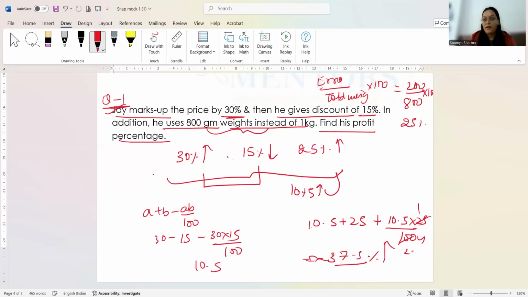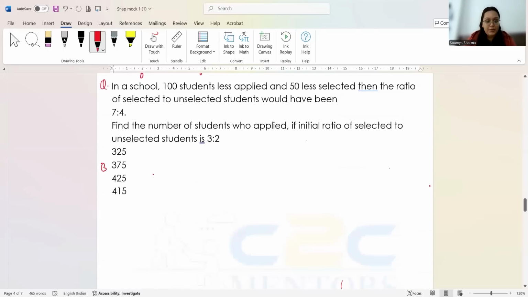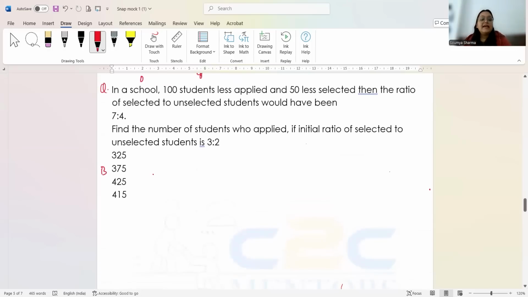Okay. Chalo, let's move to the next question. The next question says that in a school of 100 students less applied, 50 less selected, then the ratio will be... means there were a certain number of students who applied and got selected. Then we have this scenario. So this is the second part basically. In the snap questions, they are very tricky, where you have to identify which part will come first and which part will come next.